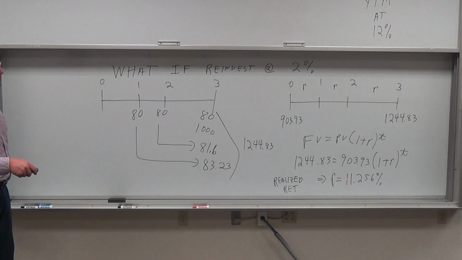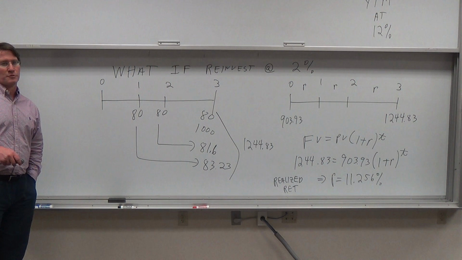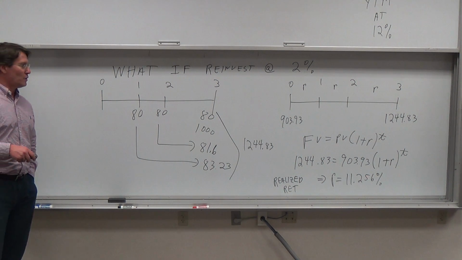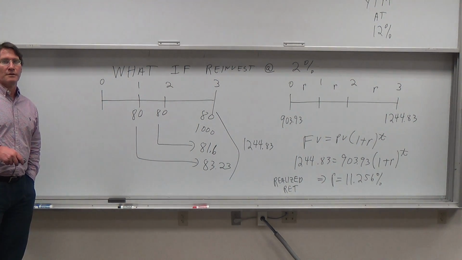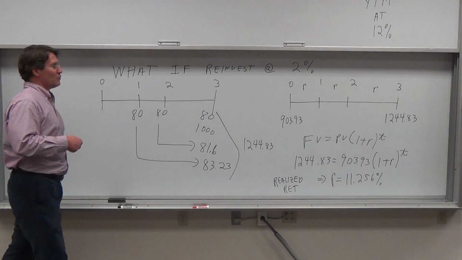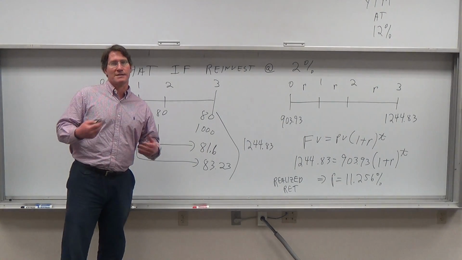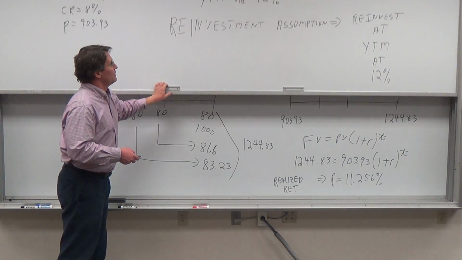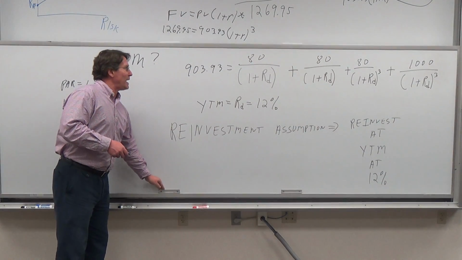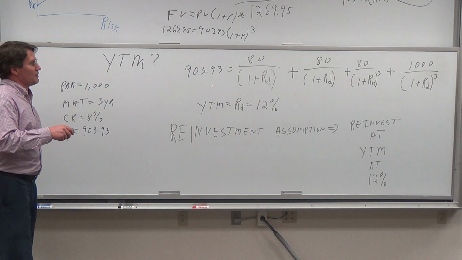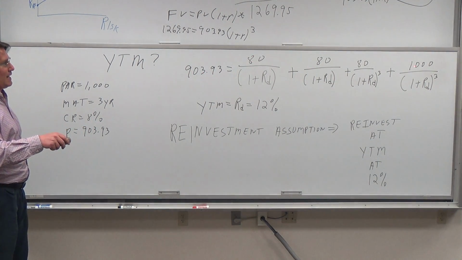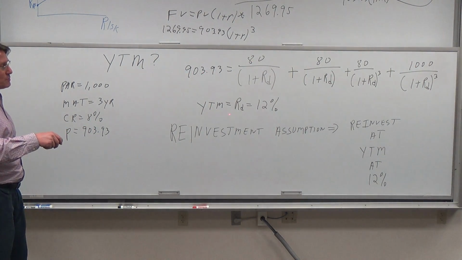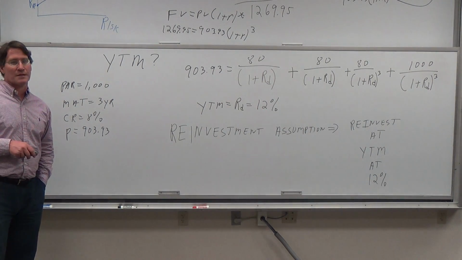My realized return is 11.256%. So a little bit more than 11.25. According to Excel and according to my financial calculator, it says I'm getting 12%. According to my calculator, if I buy this bond for $903.93 and get back 80, 80, 80, and 1,000, my yield to maturity or return is going to be 12%.